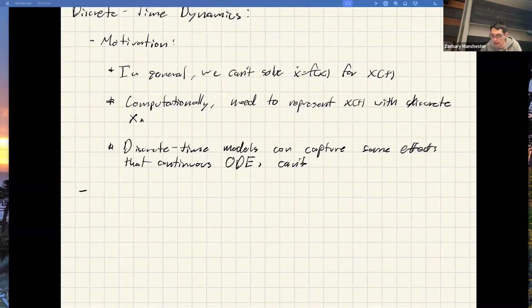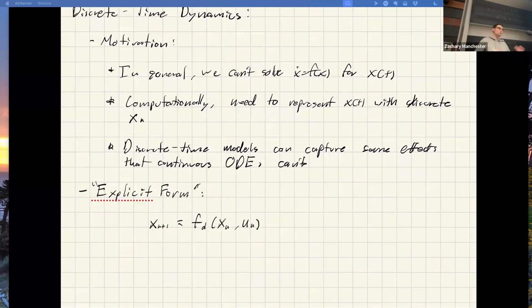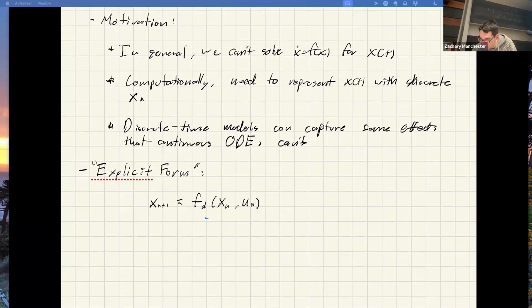Now having said that, most of the time we're going to talk about explicit form discrete time dynamics that look like this. Instead of x dot equals f of x, u, we're going to have x k plus 1 at some future time step equals f, and we're going to have a little subscript d for this to avoid confusion with the continuous one for today. In general, we're just going to do everything in discrete time, so I'm going to drop the little d's after today. The little d means discrete.